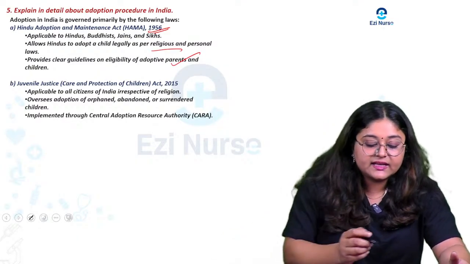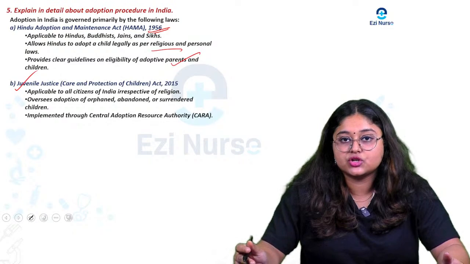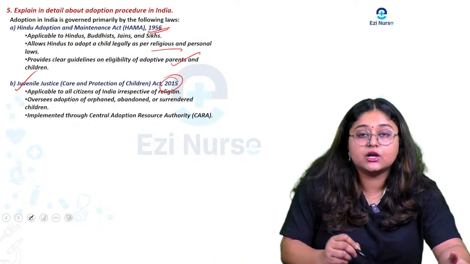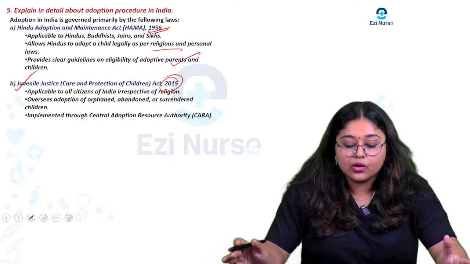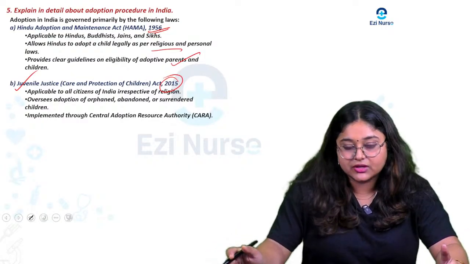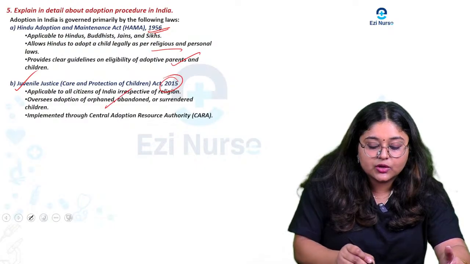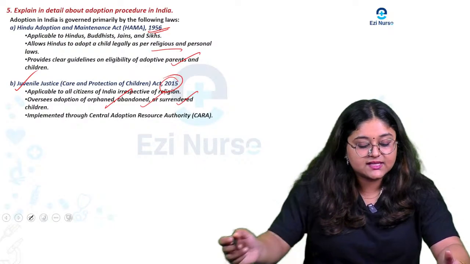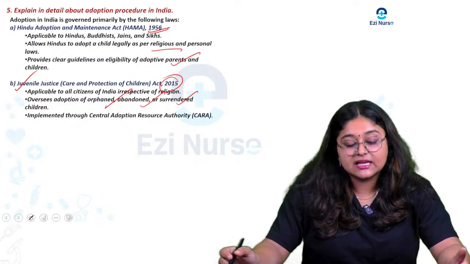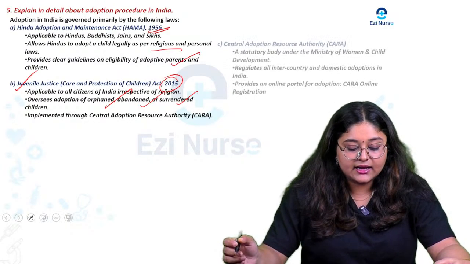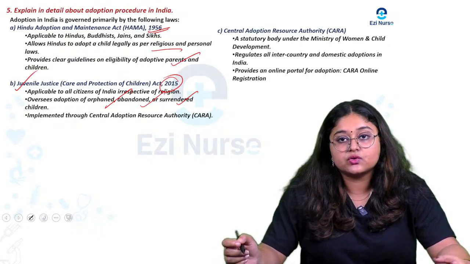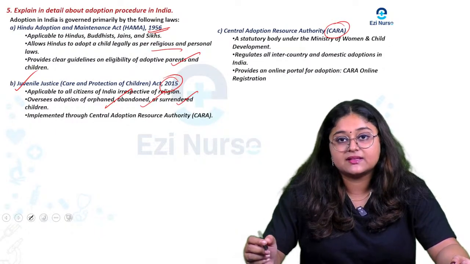Next is the Juvenile Justice, Care and Protection of Children Act, which was introduced in the year 2015, and this act is applicable to all citizens of India irrespective of religion, and covers overseas adoption of orphaned, abandoned as well as surrendered children, and it is implemented through the Central Adoption Resource Authority or CARA. Next is the Central Adoption Resource Authority, which is named CARA.